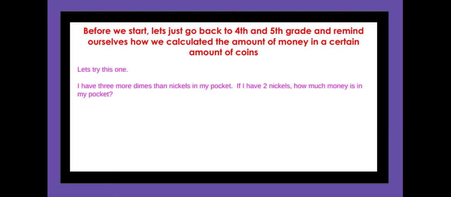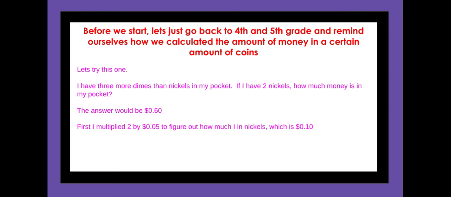I have 3 more dimes than nickels in my pocket. If I have 2 nickels, how much money is in my pocket? You should have gotten 60 cents. If you didn't get 60, it's because you may have not looked at the keywords in the problem, like 3 more dimes. Maybe you saw it as 3 dimes and calculated it to be 40 cents. Or maybe you just thought it was 5 coins and got 50 cents. I'm not sure, but let's go through how we figured it out.